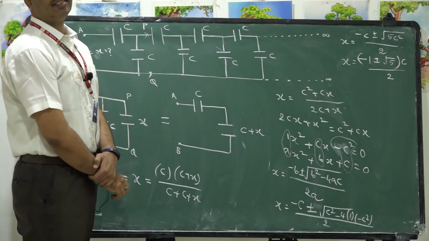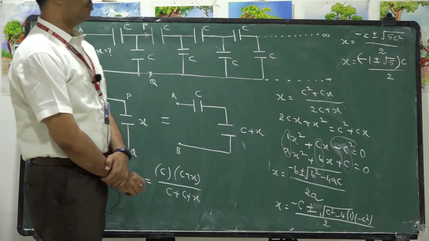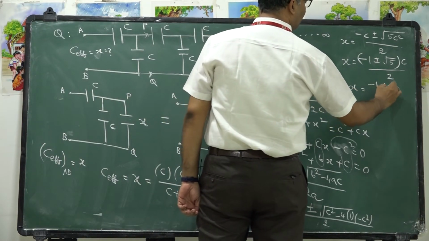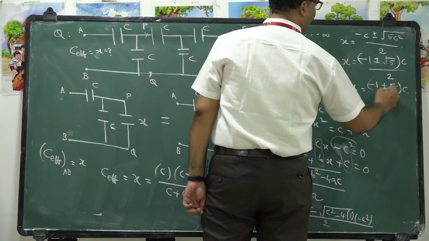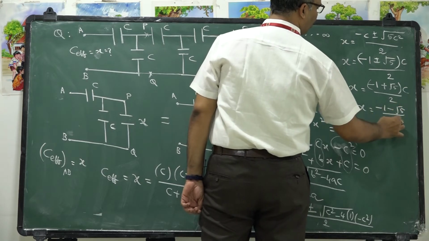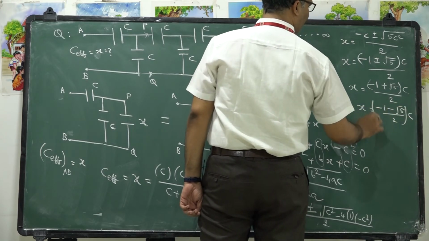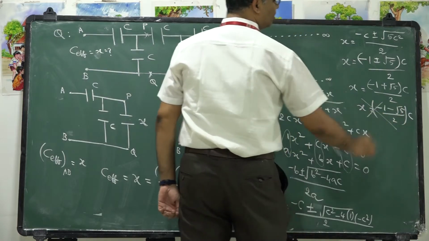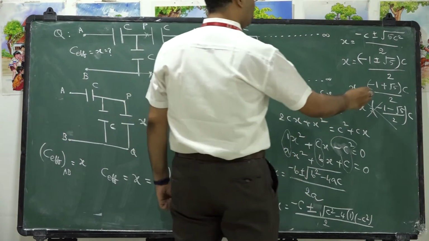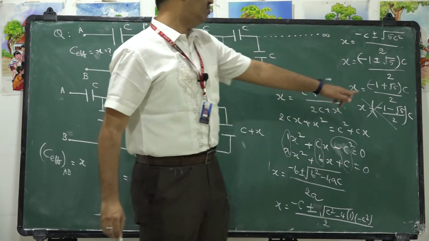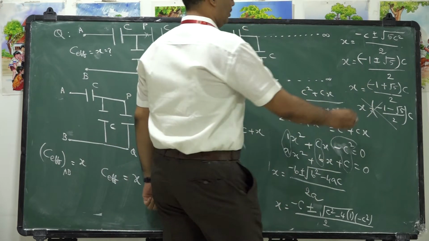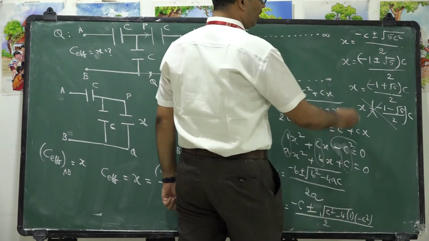Effective capacitance can never take negative value. Here we will get two values for X. What are they? One is minus 1 plus root 5 into C by 2. Another one is minus 1 minus root 5 by 2 into C. This is not valid since capacitance never takes negative value. So we have to go with this one because root 5 is around 2 point something. So you will get a positive value here, which is root 5 is greater than 1. Definitely you will get positive value.